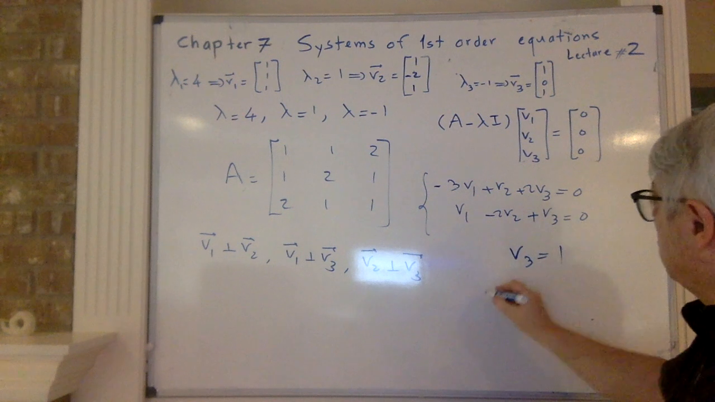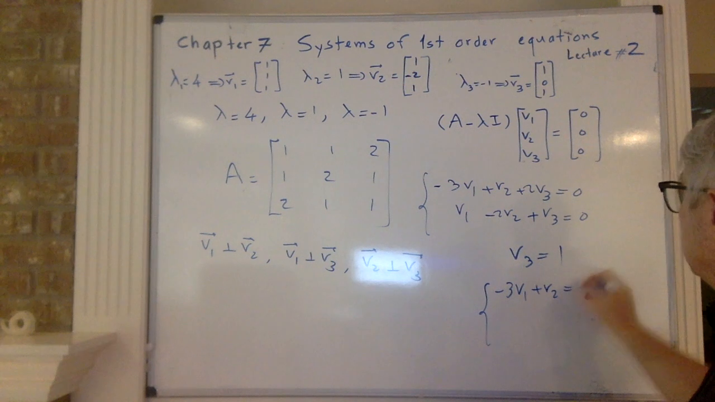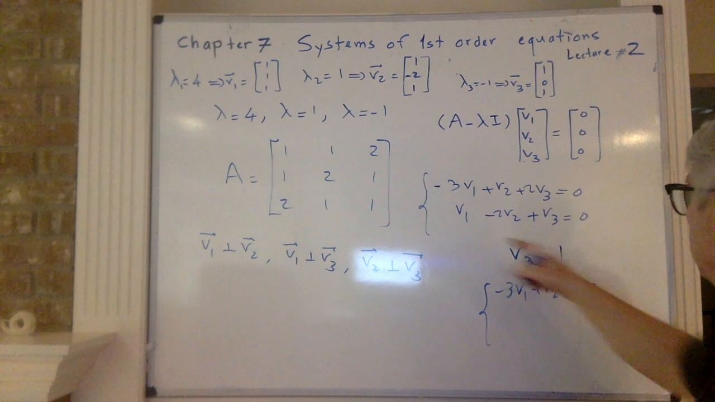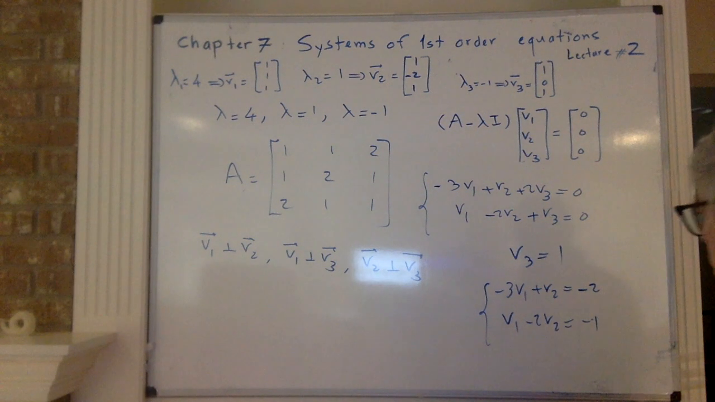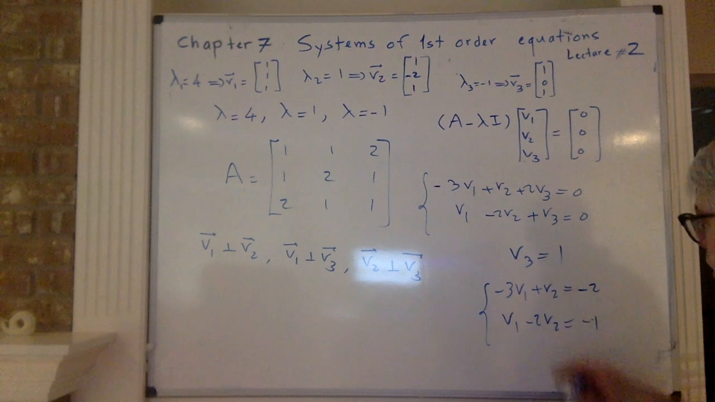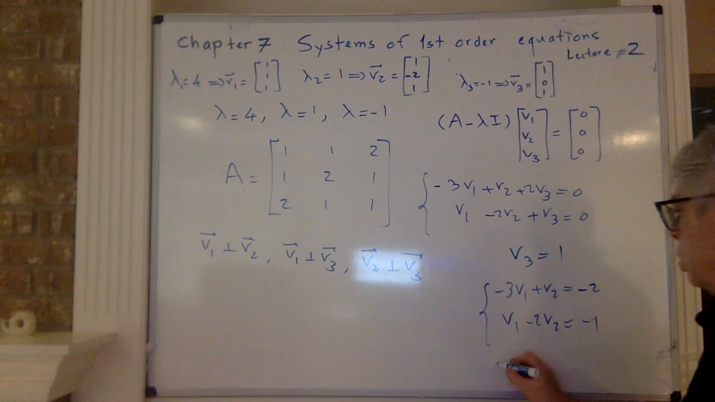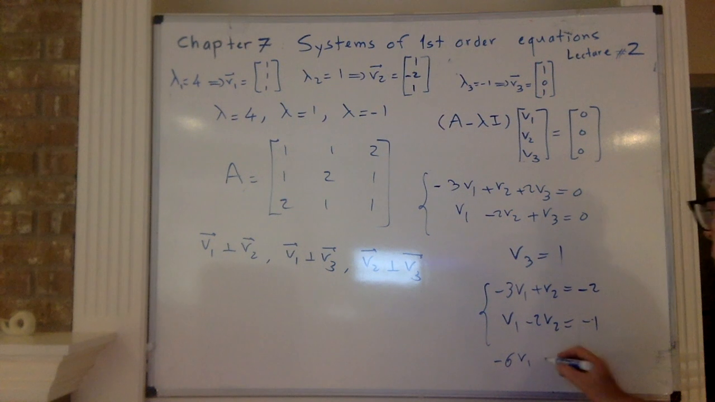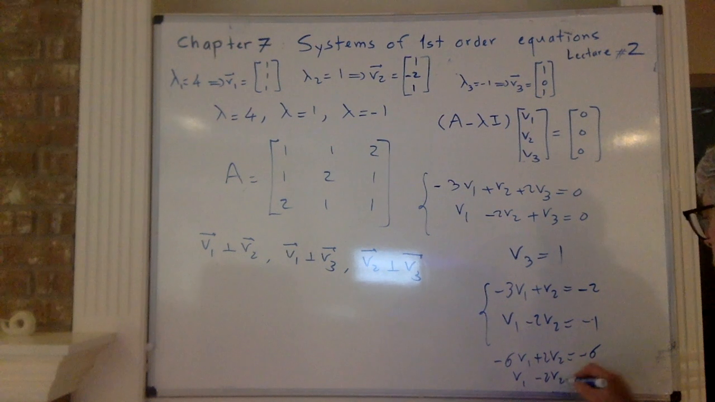So if I set this, I will get minus 3 v1 plus v2 is minus 2, say, and this one will be v1 minus 2 v2 is negative 1. Or if I want to put this and add, but by 2 and add, I will get rid of v2. So that is 6 v1 plus 2 v2 is minus 6, and I have v1 minus 2 v2 is minus 1.